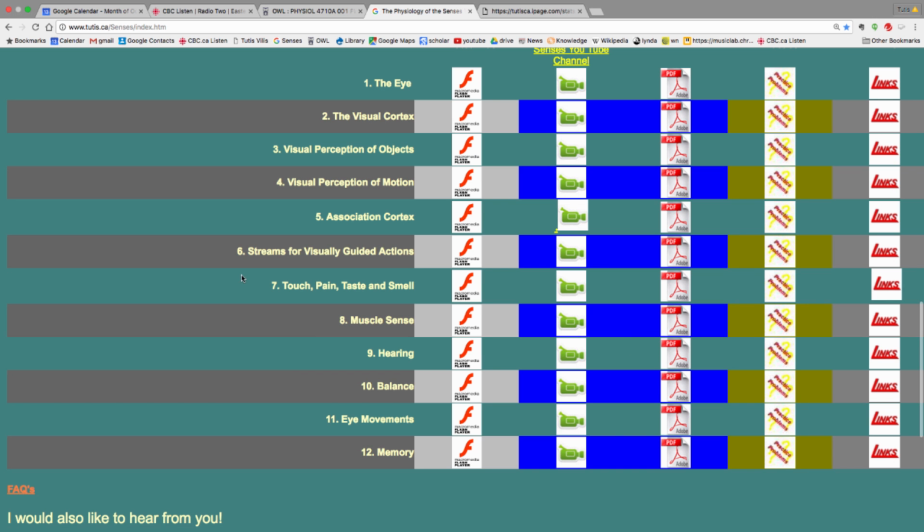Today's lecture is streams for visually guided actions. So we saw way back here in lecture 3 that the visual stream divided into two parts, a what stream and a where stream. And so today we'll look at that where stream.